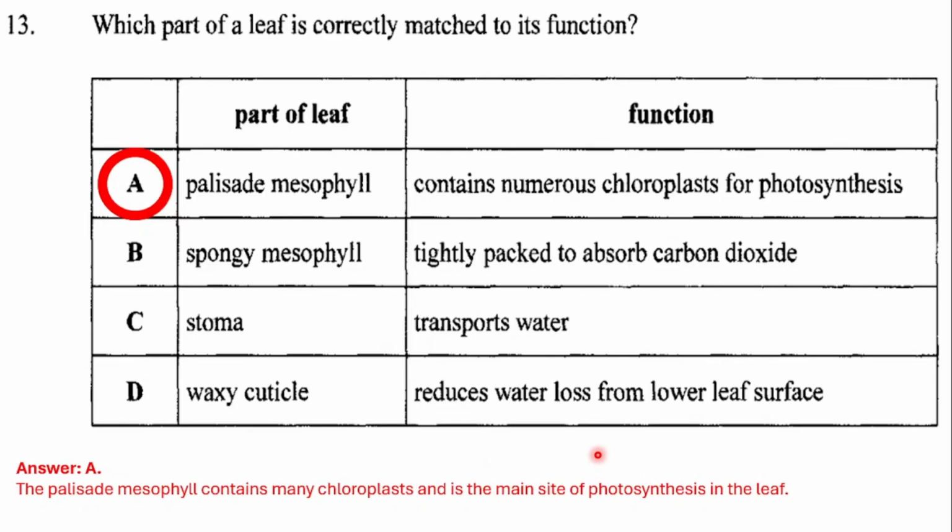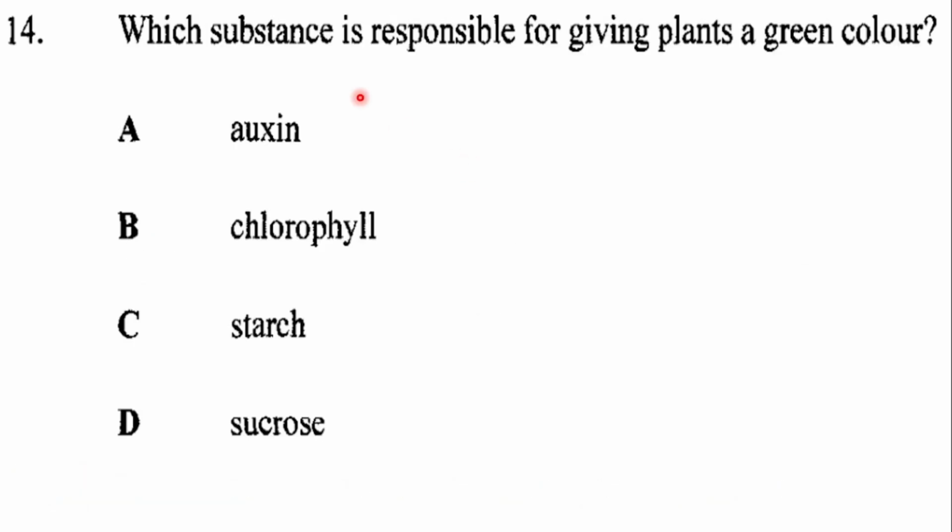So the correct answer is definitely going to be A, palisade mesophyll. Let's move on to question number 14, and it says, which substance is responsible for giving plants a green color? Is it A, auxin, B, chlorophyll, C, starch, or D, sucrose?